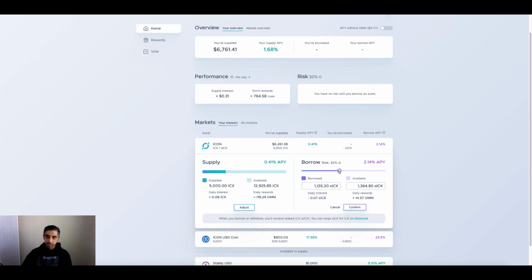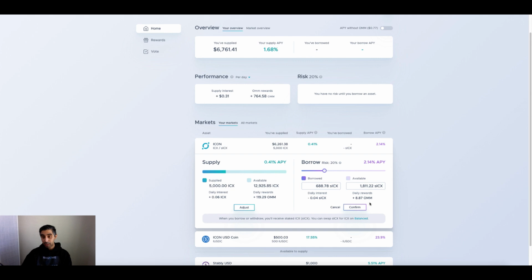So let's bring this down. I want to keep it safe. I'm not going to go crazy here. Yep, that's okay. You can see again, I am borrowing, and you can see how much, because again, to borrow ICX, it's much cheaper. Only 2% I pay on a borrowing rate, and you can see that based on what I've supplied, I'm earning far more interest than the interest I'd have to pay. And in this case, for borrowing, I'm also earning OMM tokens.